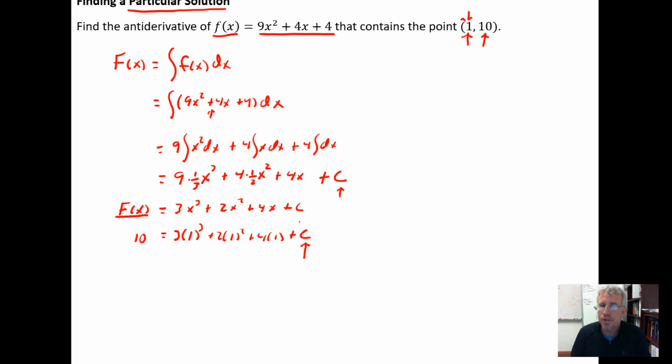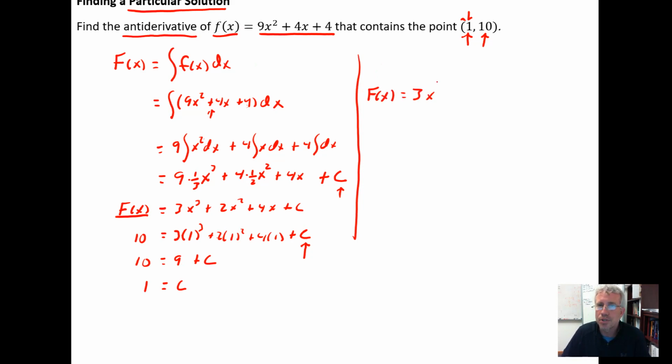And we solve for the specific constant that goes with the function that contains that point. So we get 10 equals, we have 3 times 1 plus 2 times 1 plus 4 times 1. So we get 3 plus 2 plus 4 is 9 plus c. And then we subtract 9 from both sides, we get 1 equals c. So the specific antiderivative that we're after is the antiderivative F of x equals 3x cubed plus 2x squared plus 4x plus c, but c is equal to 1. So we go plus 1, and that is the particular solution.